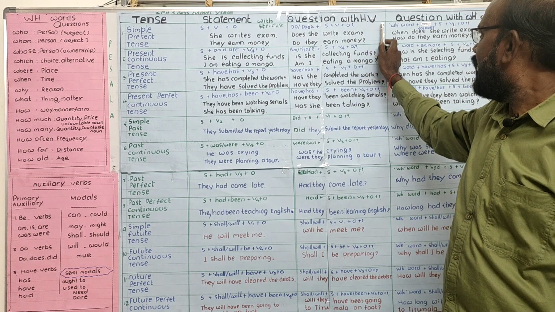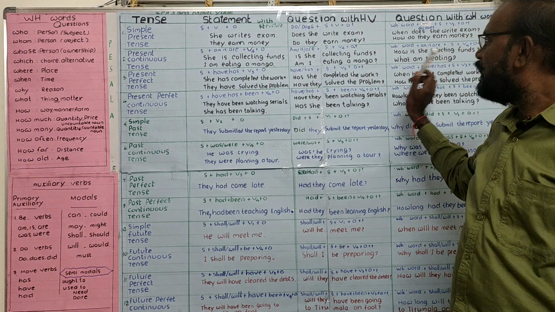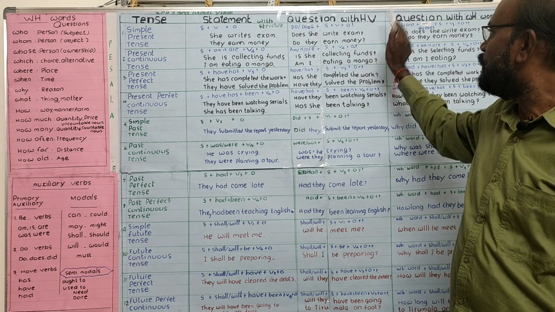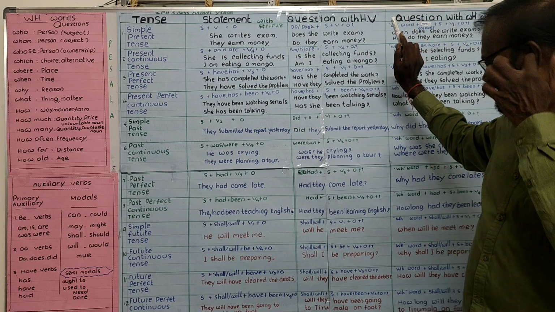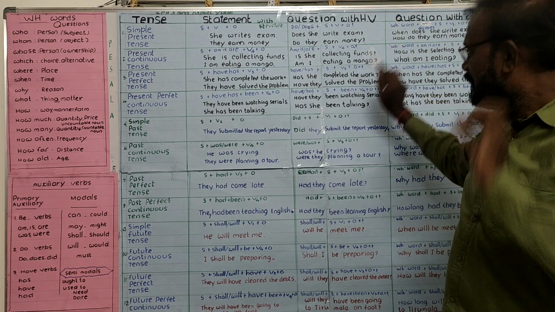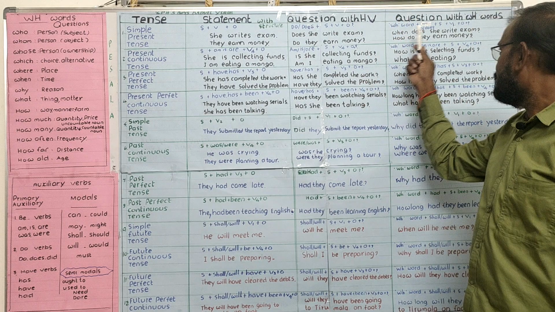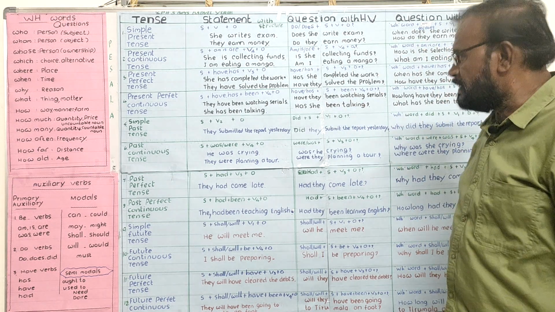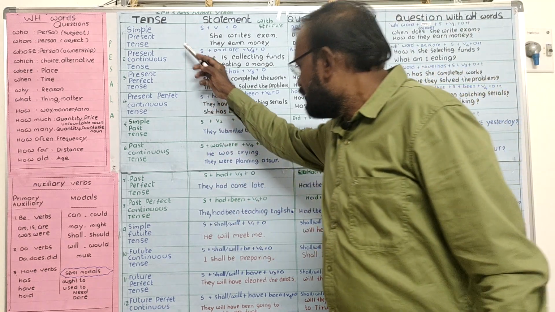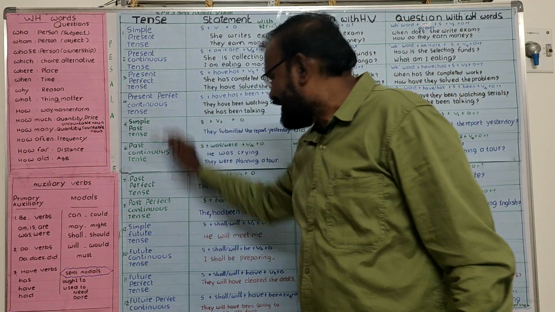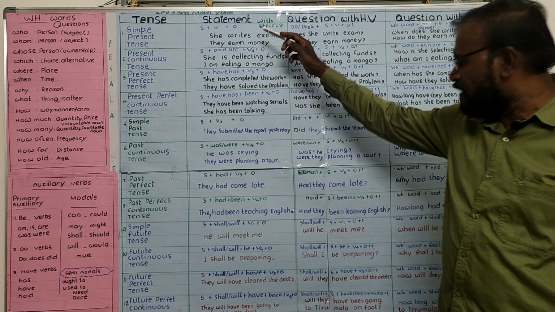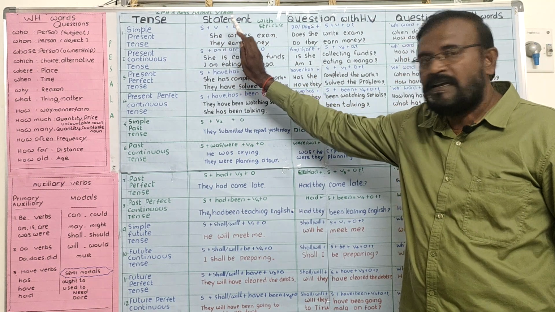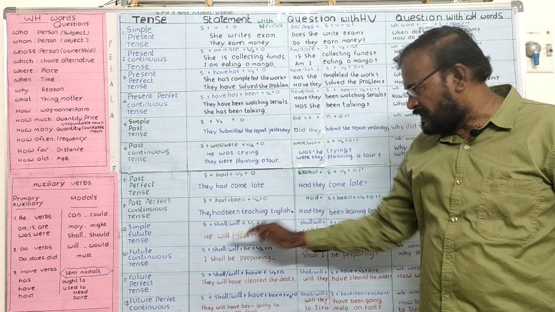a yes or no answer type question, or helping verb type question, and the WH word form of question. Here I have written all the 12 tenses and example sentences, statements for singular subjects as well as plural subjects.